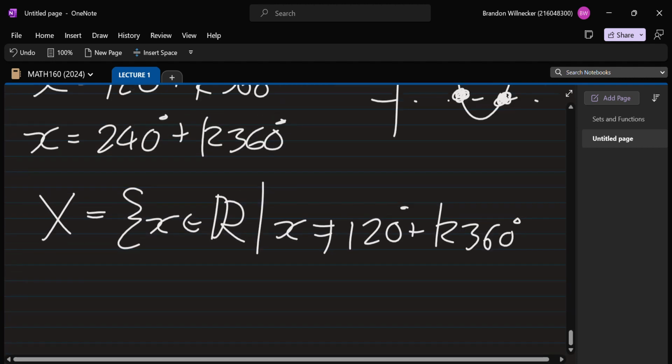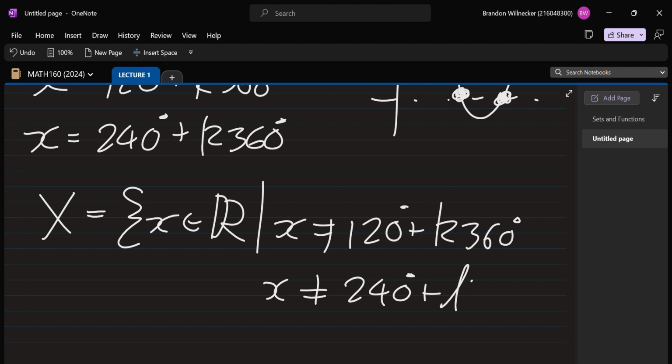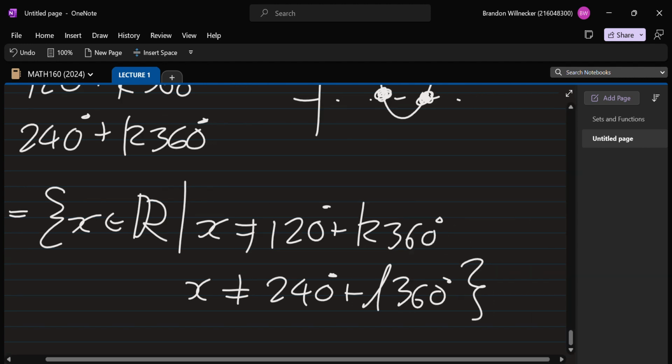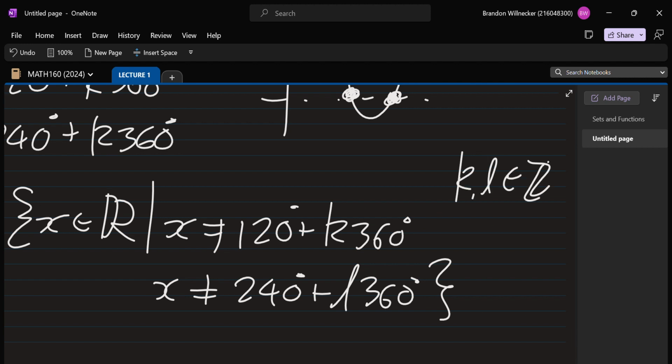Okay, and then just underneath here, I'm going to put the other one. X is not equal to 240 plus k. Maybe you can put another integer. Let's call it L. Okay, right, they're independent solutions. So we can put 2 integers for that. And then maybe on the side here, to remind us, k, L are integers. Okay, so that handles that division by 0 case.